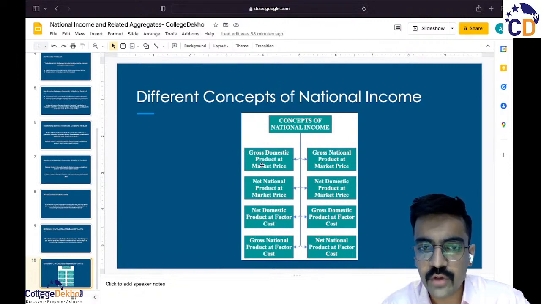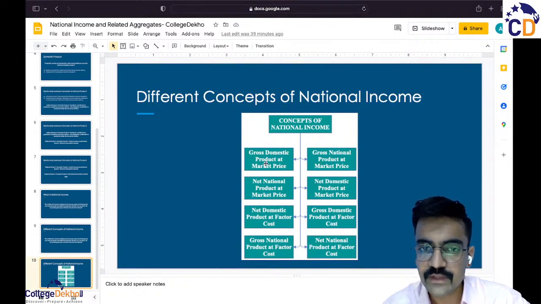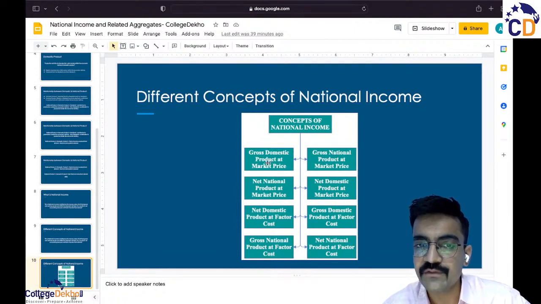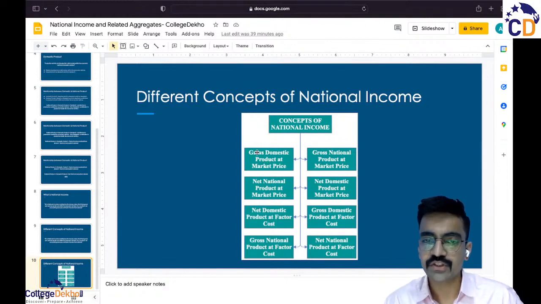And from this particular value, if we deduct depreciation, right? If you are deducting depreciation, in which terminology does depreciation come? The gross and net terminology, right? So if from the GDP at MP you deduct depreciation, what will you arrive at? You will arrive at the net domestic product at market price. So just the first term will change because you are deducting depreciation, right?